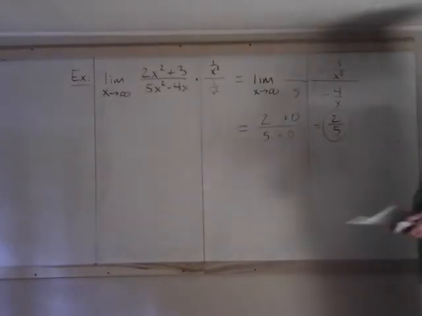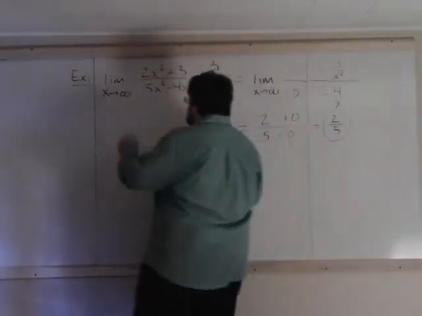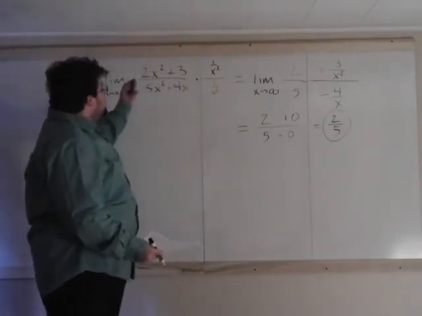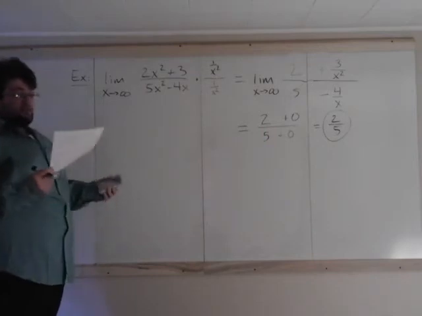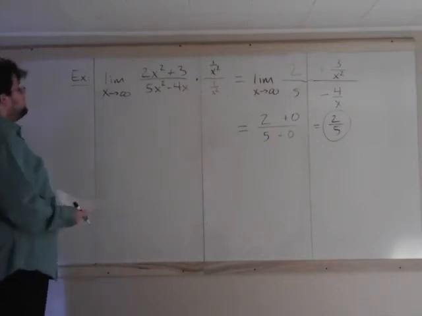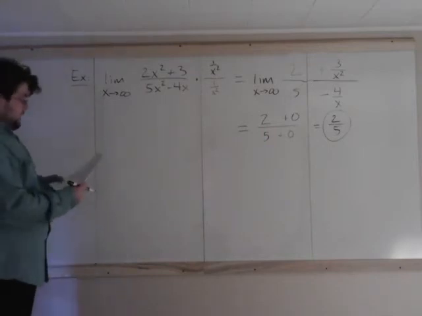And all we did from the start, we had a limit as x goes to infinity. We multiplied by 1. We multiplied by a convenient 1. Let's look at another example.